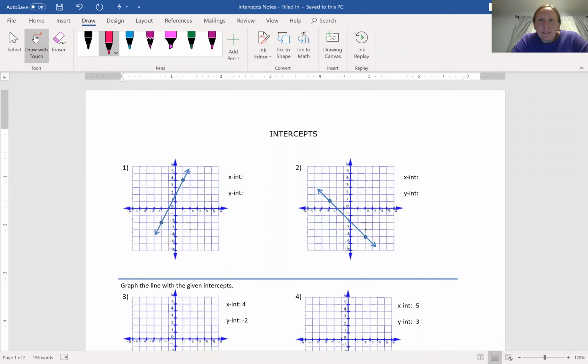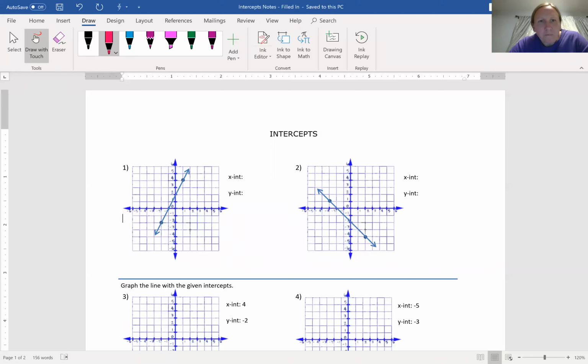This video is about intercepts. The word intercept kind of sounds like the word intersect, and that's exactly what an intercept is when we're talking about linear equations. The intercepts are going to be where a line hits the x and the y axis. So we're going to have an x-intercept and a y-intercept. We're going to start off easy and kind of take it further from there.